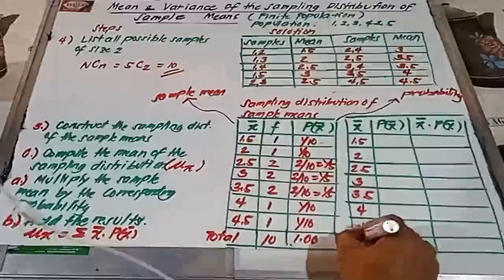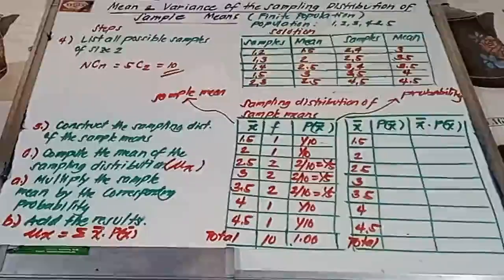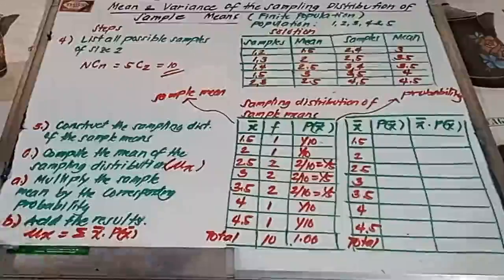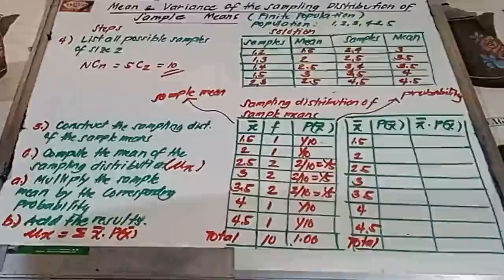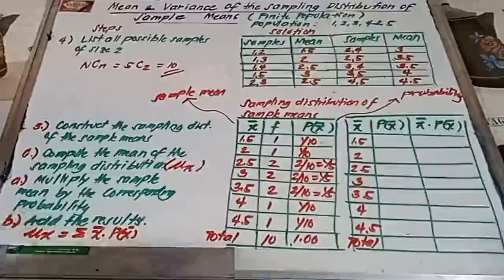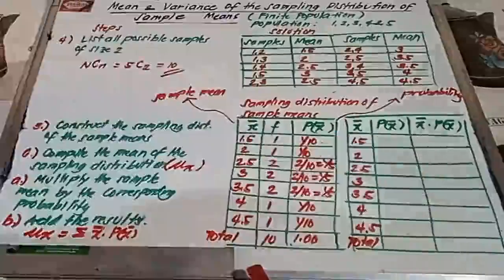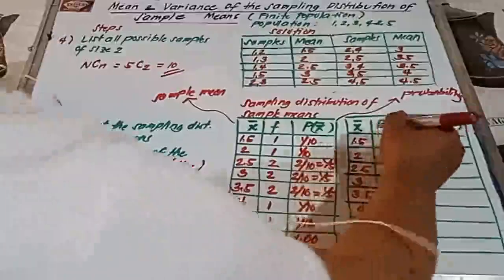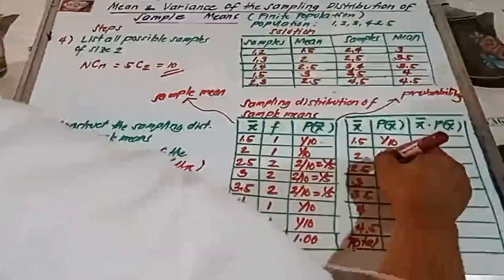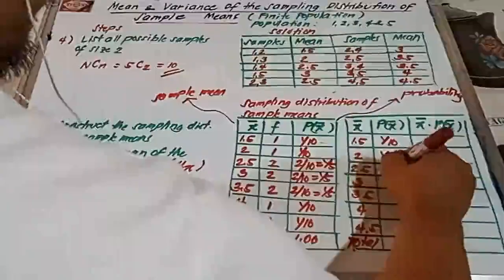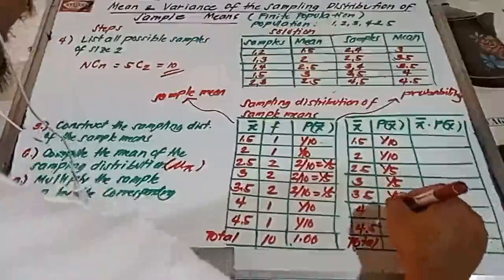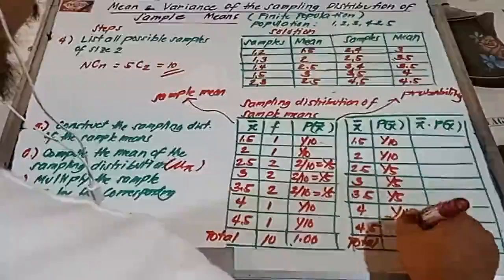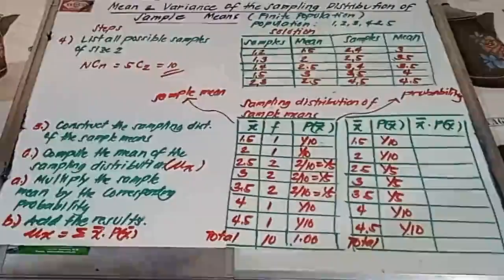Now, ito yung total natin. Sundan lang natin yung letter A and letter B na steps para makuha natin yung mean ng ating sampling distribution. Multiply the sample mean by the corresponding probability. So, ilagay natin yung probability. Okay, kopyahan na lang natin. 1 over 10. 1 over 10, 2 over 10 or 1 over 5. 1 over 5. This is 1 over 5. 1 over 10, 1 over 10, and that is the total, equivalent to 1.00.